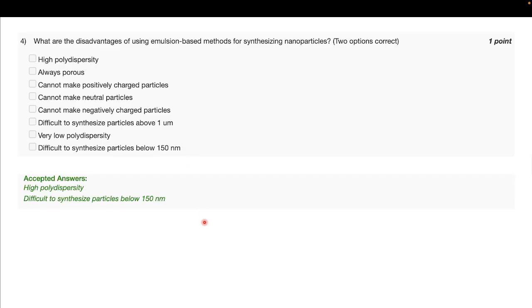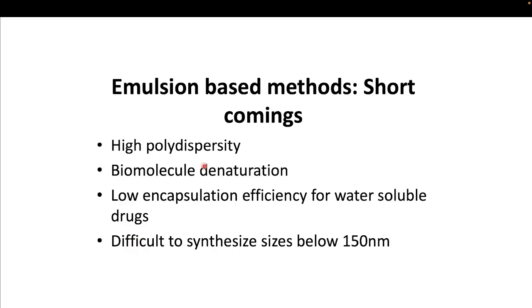The correct answer for disadvantages of emulsion based methods is, first of all, a very high polydispersity. High polydispersity means there's a lot of variation in the size of the particles synthesized by emulsion based methods, and also it is difficult to synthesize particles below 150 nanometer. If you have come across this slide, these are the shortcomings of emulsion based methods. High polydispersity, and there is a chance of biomolecule denaturation, because whatever drug you have, if it's a protein, it will get exposed to a lot of polymers, and since the polymer is dissolved in the solvent phase, it will get exposed to the solvent as well.